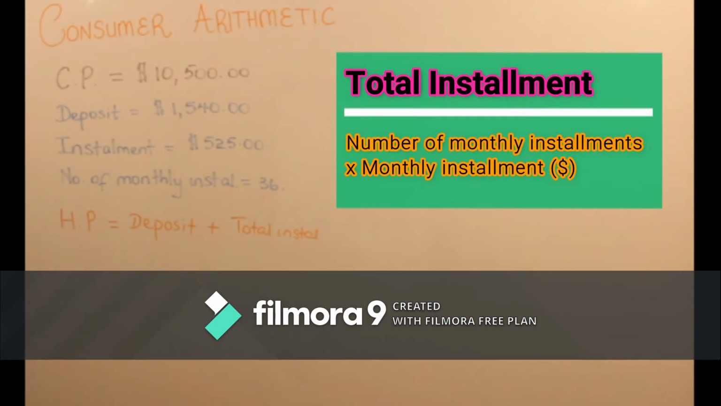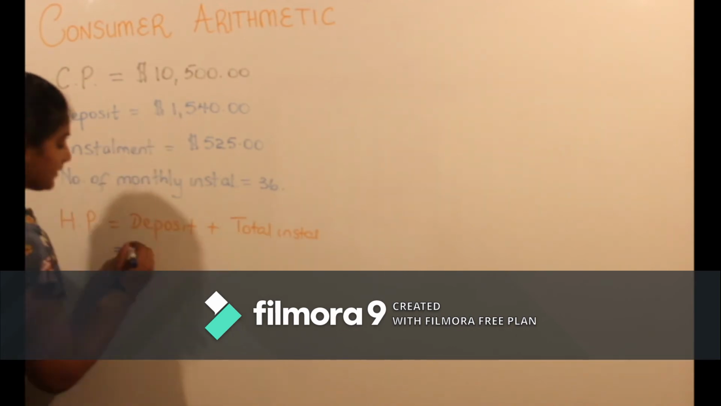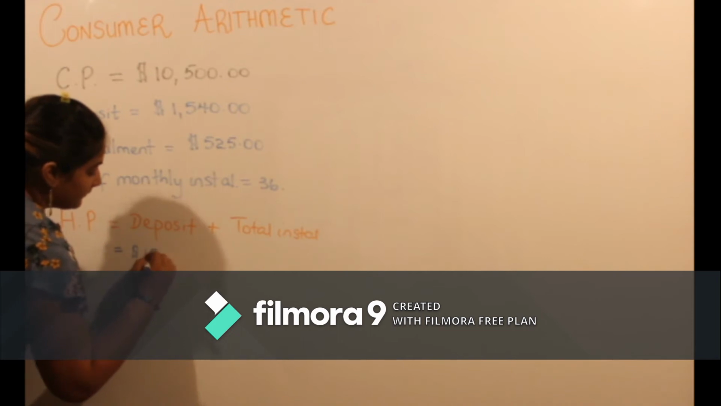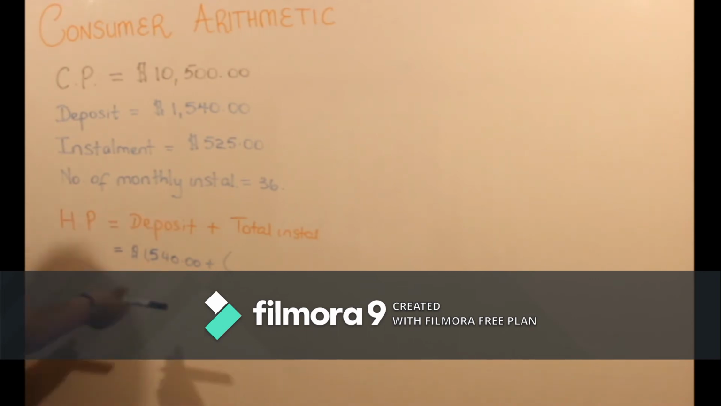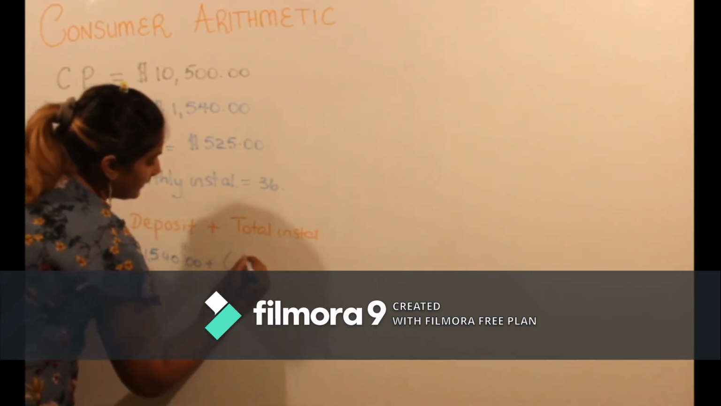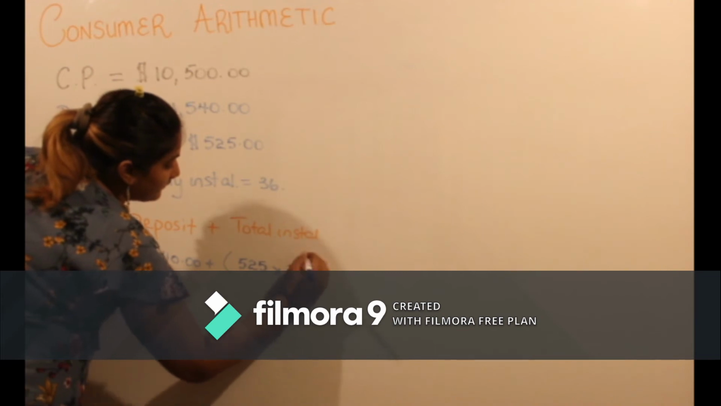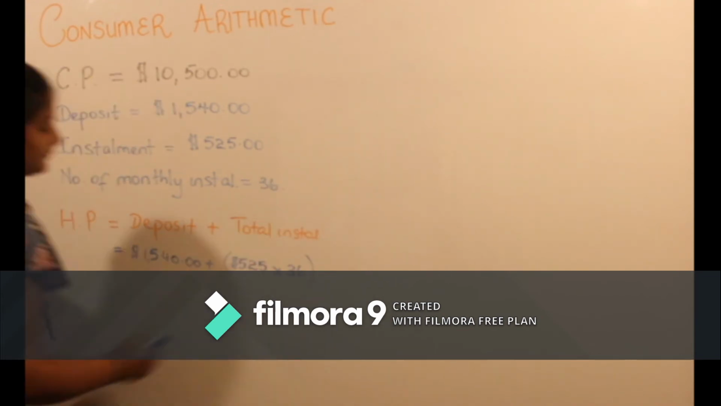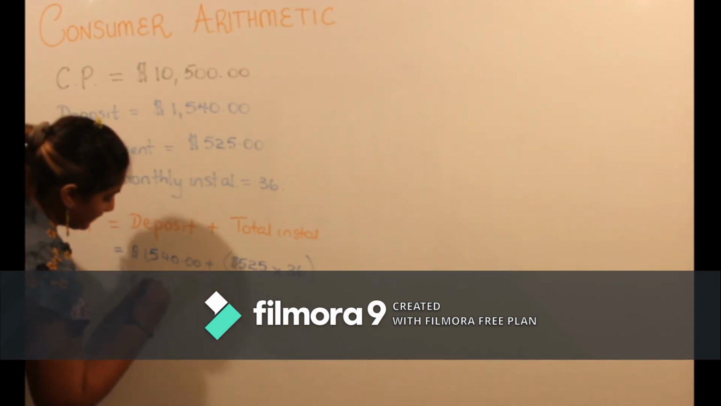So next, we're going to do the working for the hire purchase. We'll start off by writing down what our deposit is. Our deposit here is $1,540. Our total installments, like I said, will be the product of our number of monthly installments by the amount per month. So that would be 525 by 36. And then from there, we work out what this product is.